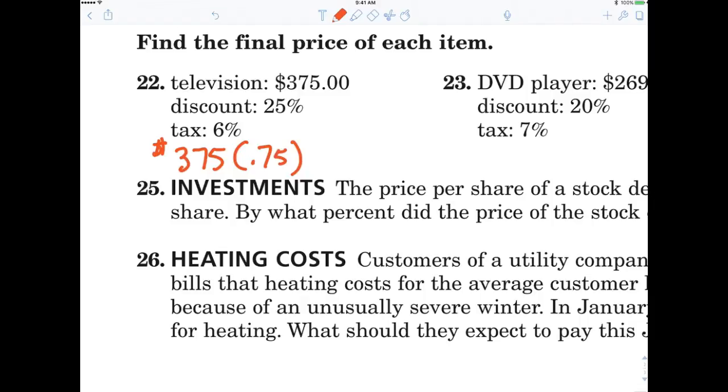Correct? Now I need to figure out the tax, right? So I would multiply that answer by what? 1.06. Yes, 1.06. All right, now someone has asked me an interesting question. Does it matter if you do the tax first and then the discount? Nope. Why not? Because you get a new price.